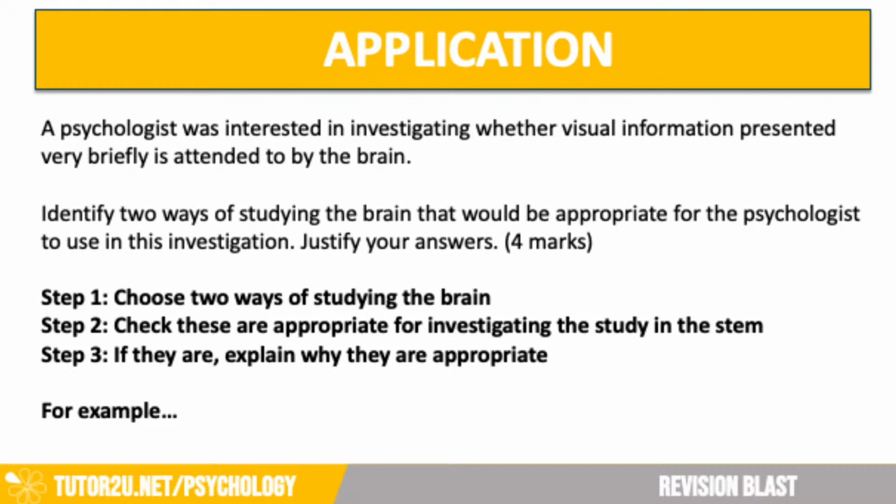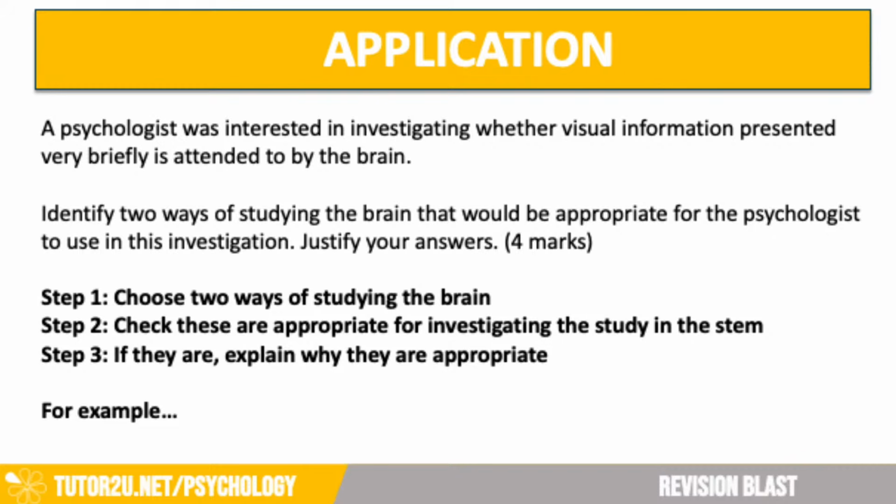So 2 ways, you can break this down and think of this as 2 markers. The first thing you want to do is to choose 2 ways of studying the brain, and of course you need for the specification to know 4. So you need to choose 2, perhaps the 2 that you feel that you know the most about, but then read the STEM again to do step 2 and check that these are appropriate for this STEM. So, if you choose fMRI and EEG, go back and read and check that they are appropriate for this STEM. And step 3, if they are appropriate, then explain why they're appropriate.